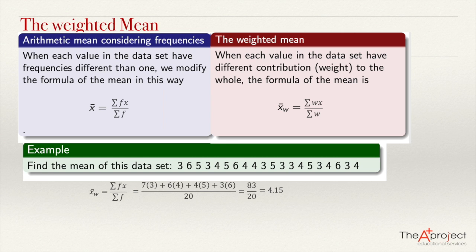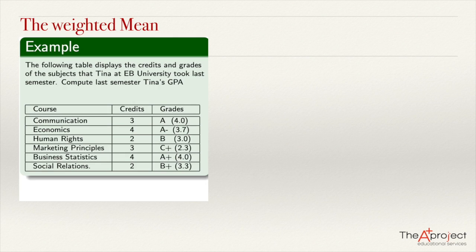Okay, so let's see an example of how to use this formula. The example is the following. The following table displays the credits and grades of the subjects that Tina at EB University took last semester. Compute last semester Tina's GPA. So the GPA is actually the average of the grades, but the weighted average. So we have the grades 4, 3.7, 3, 2.3. These grades are here in letters, but obviously we are going to use the numbers. This 2.3, for example, is equivalent to this C plus.